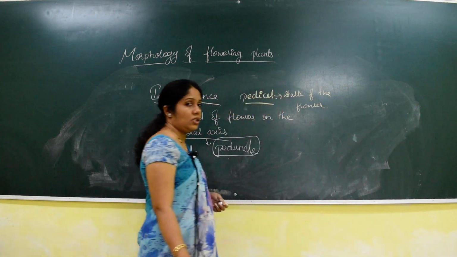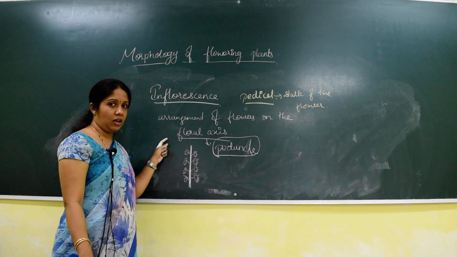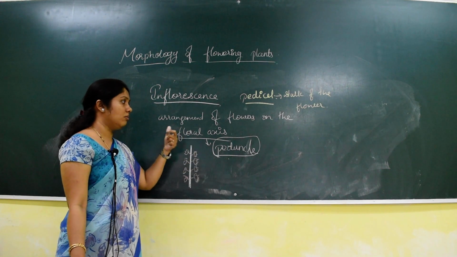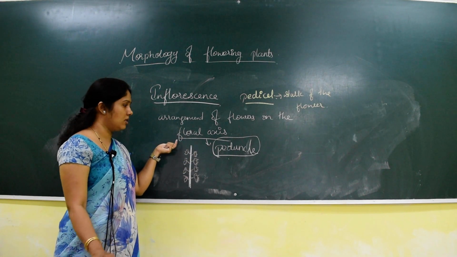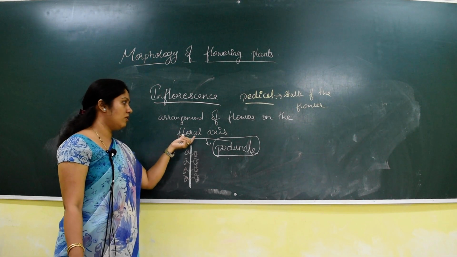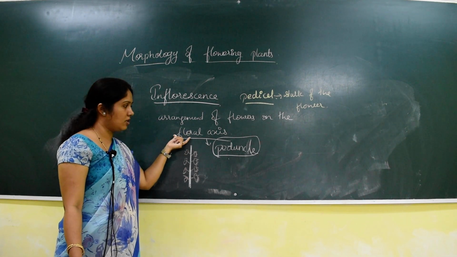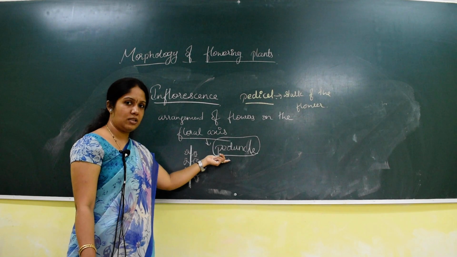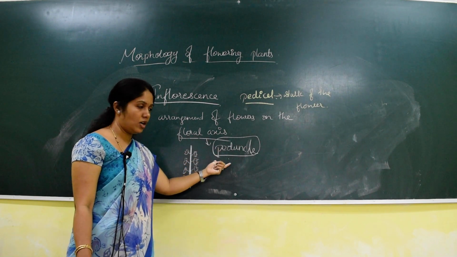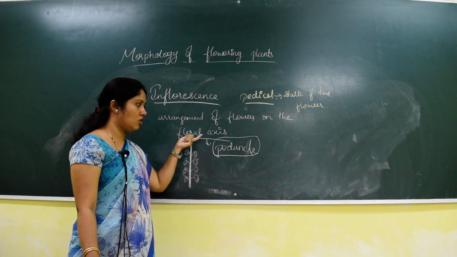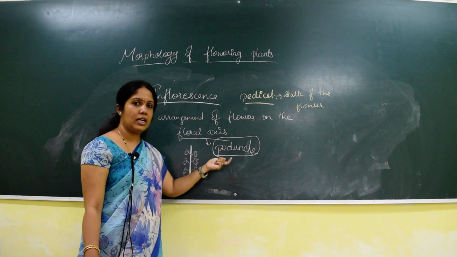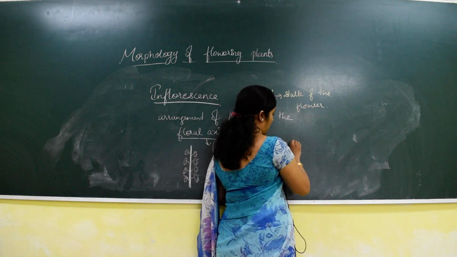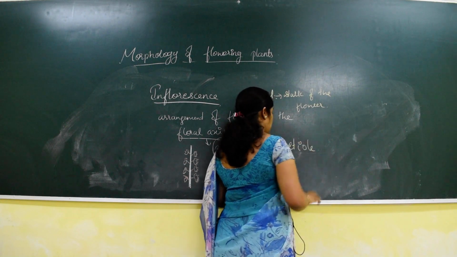The stalk of the flower is called the pedicel, whereas the stalk or the floral axis of the inflorescence, you can use either the word stalk or floral axis, which are one and the same, is called the peduncle. The floral axis or the stalk of the inflorescence is called the peduncle, whereas the stalk of the flower is called the pedicel. And we also discussed another word called petiole.